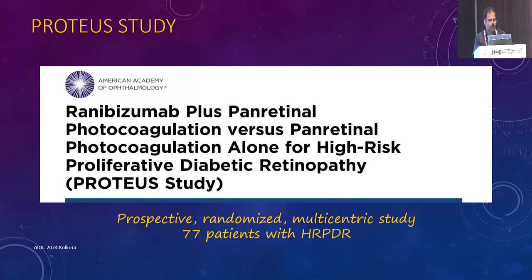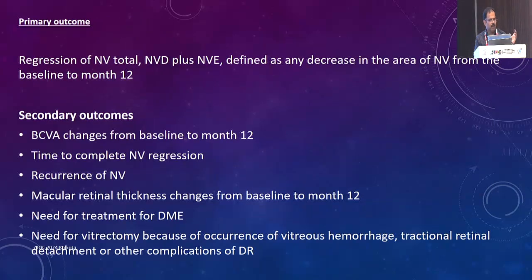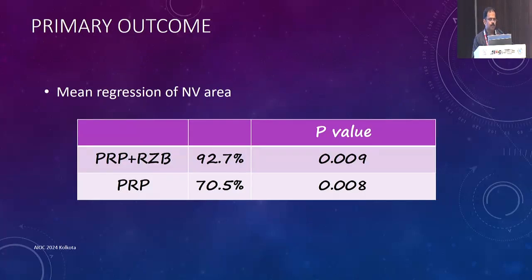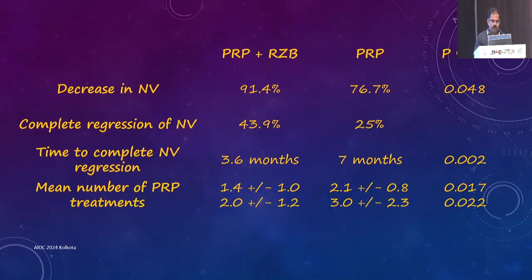Then we come to the next study, the Proteus study, ranibizumab plus panretinal photocoagulation versus PRP alone for high-risk PDR. We looked at regression of neovascularization. Okay, so baseline visual acuity changes and neovascularization and time to complete neovascular regression. There were 3 loading doses followed by PRP, and the other arm was standard PRP. So, ranibizumab with PRP versus PRP alone, looking at neovascularization regression. So 92% showed regression with the combination treatment. With PRP, only 70% of patients.